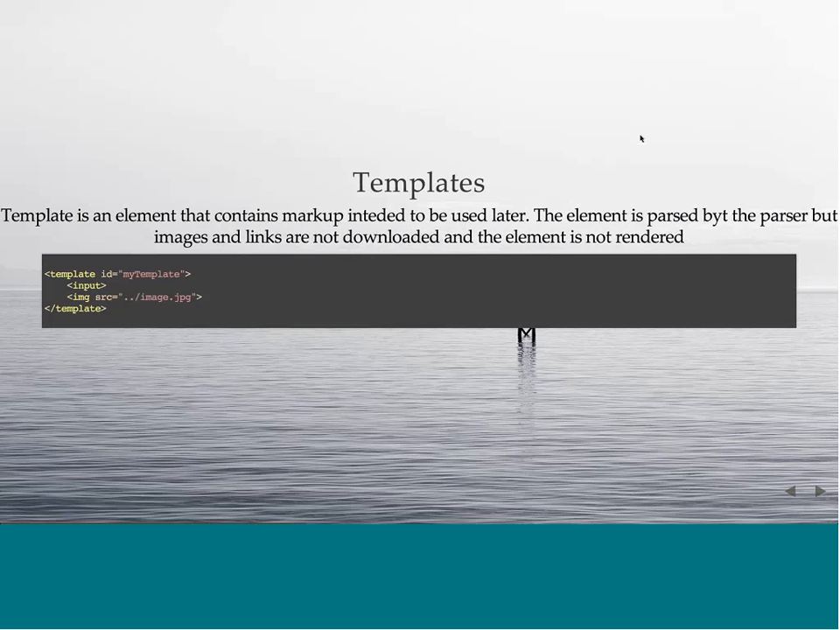So let's talk about each one of these individually before we go into some examples. The first thing is templates. Templates are actually supported by all the browsers now. A template is an element that has markup inside of it that can be used at a later date. None of the sources or links will actually be downloaded. So that gives you the ability to create a small template area, and like in this example, you have an image inside of it. That image isn't downloaded until you actually render it onto the page.